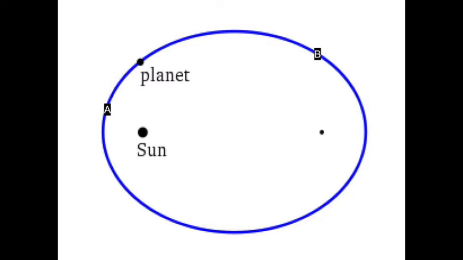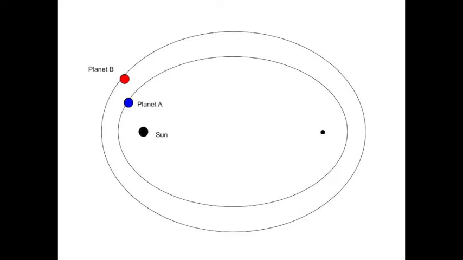His second law talks about how a planet covers the same area of space in a certain amount of time, in any part of its orbit, meaning that it will be moving faster at point A than at point B in order to cover the same distance, and also because when the planet is closer to the Sun, there is a stronger gravitational pull which causes it to move faster.